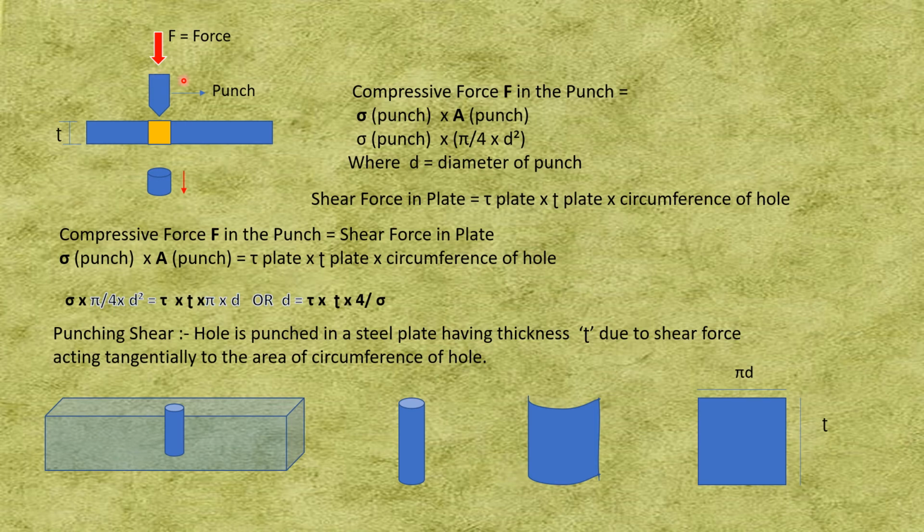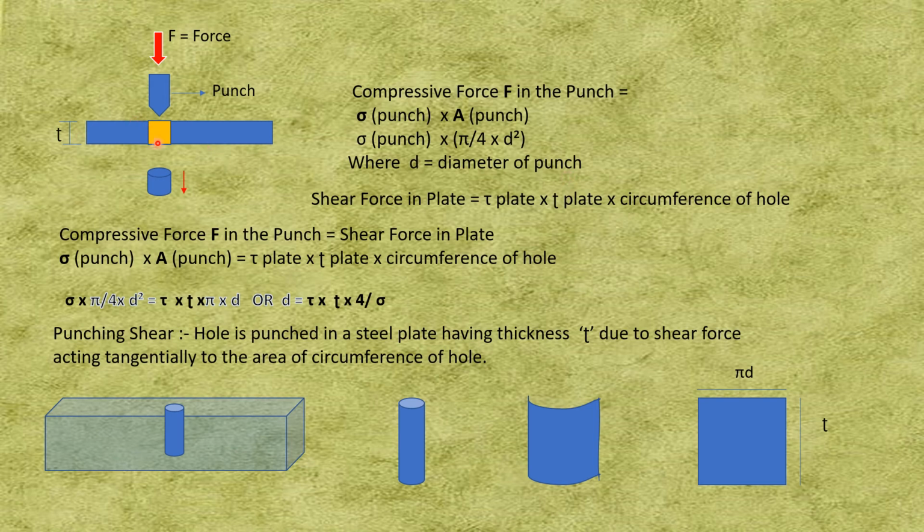The cross-sectional area of a punch is a circle, so the area is pi by 4 d square, where d is the diameter of the punch. Most of the time we want circular holes in the plate, so we use the punch to make the holes, and whatever is the diameter of the punch, the same will be the diameter of the hole.